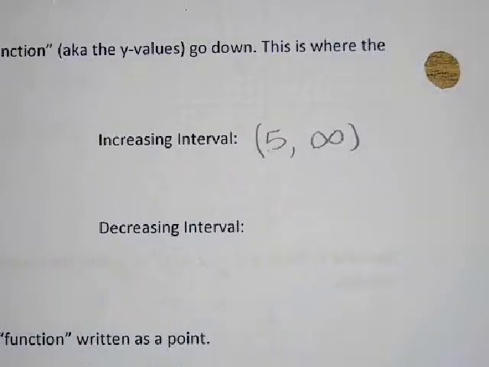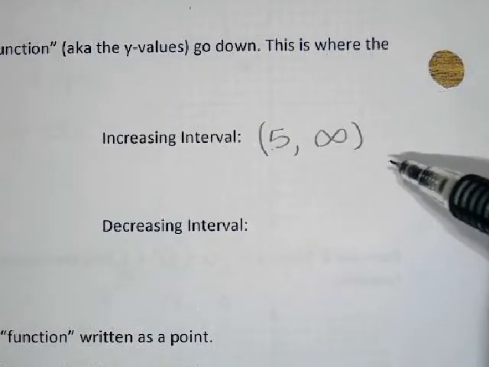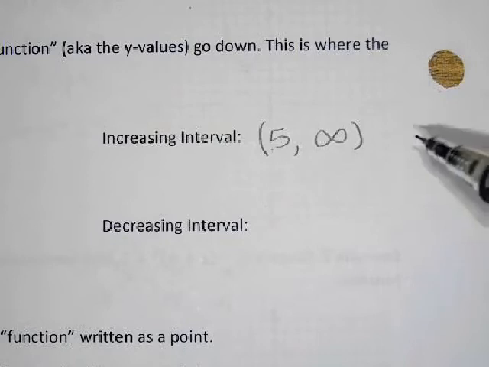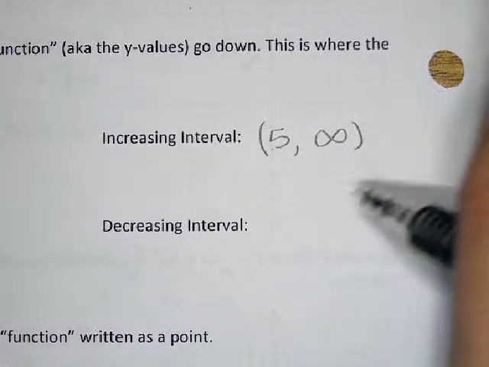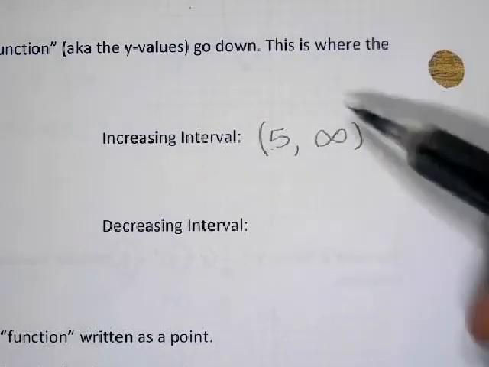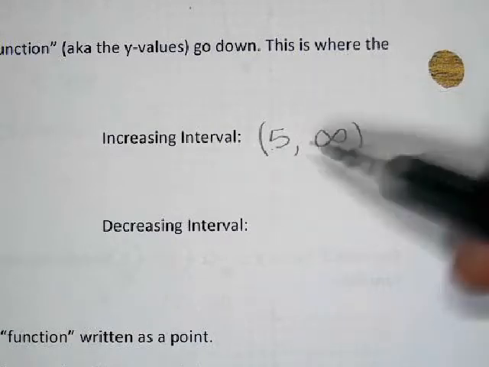And what a lot of students like to do for increasing and decreasing is they just say, well, if that's the case, I'm just always going to use parentheses, and that's totally fine. If you want to say domain and range are the only answers that get brackets, and increasing and decreasing always get parentheses, that's okay with me.